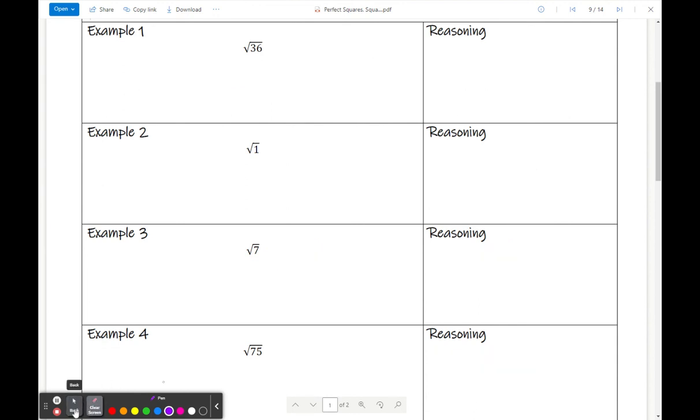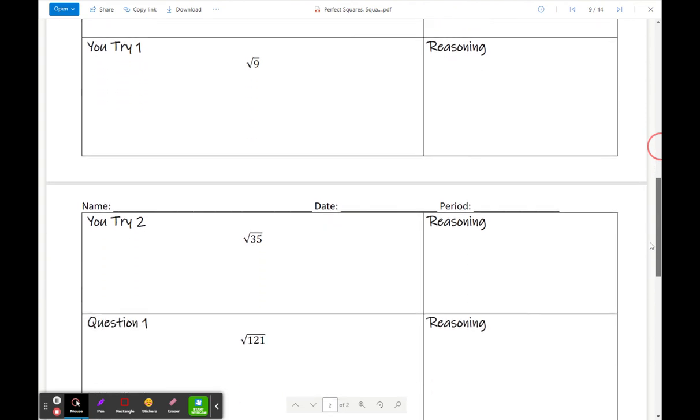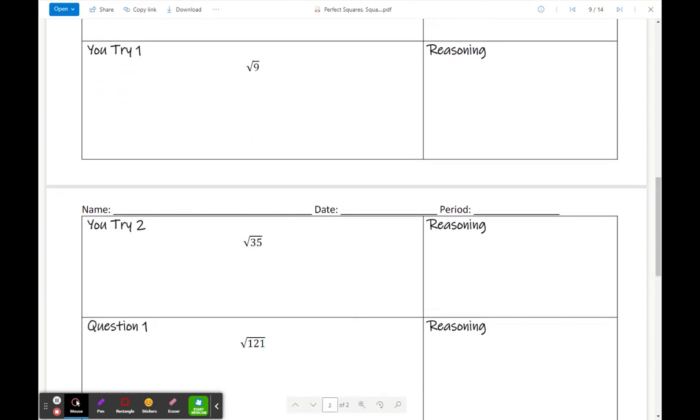All right, so let's go ahead and slide down. You have a You Try 1 and a You Try 2. See if you can figure out the square root of 9 and the square root of 35.